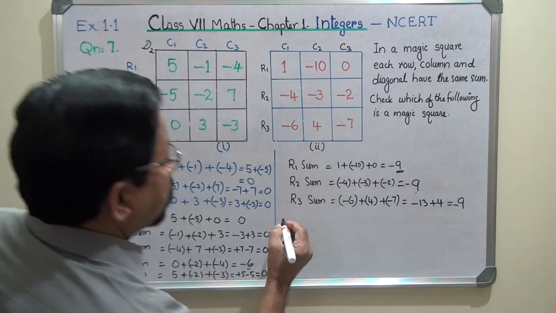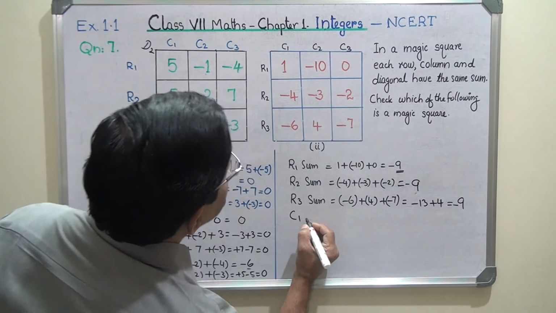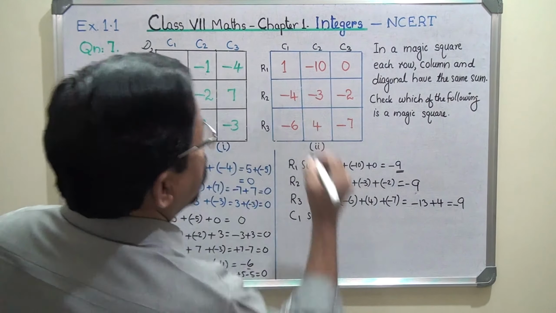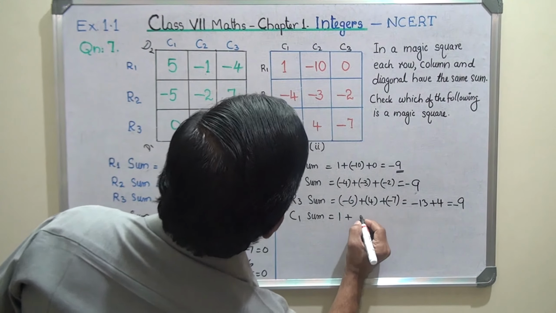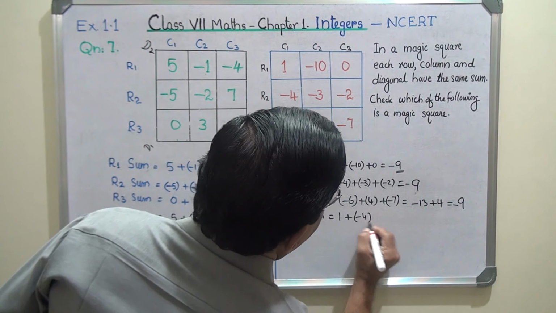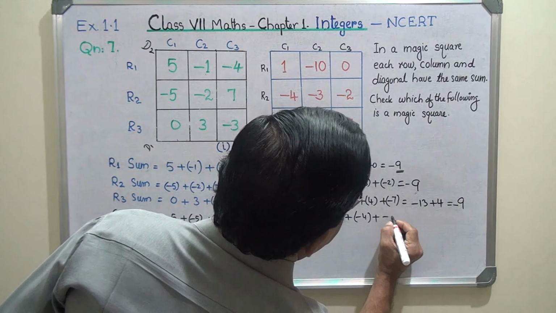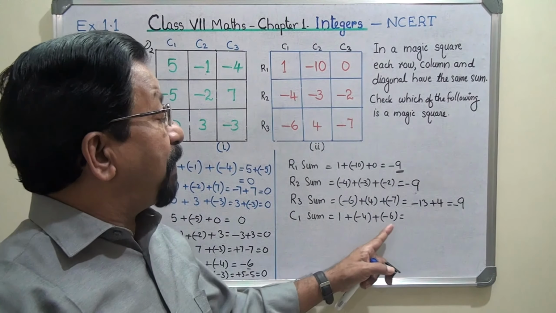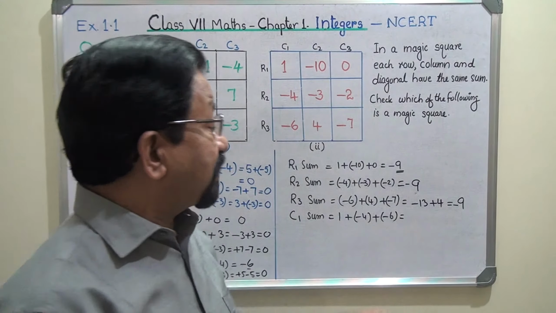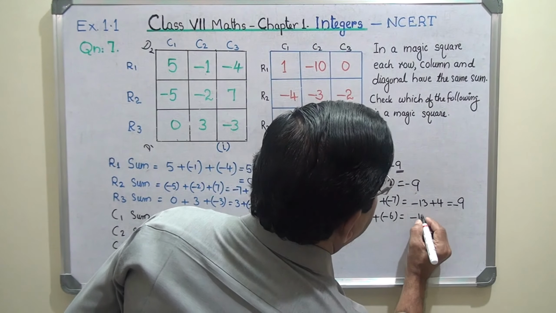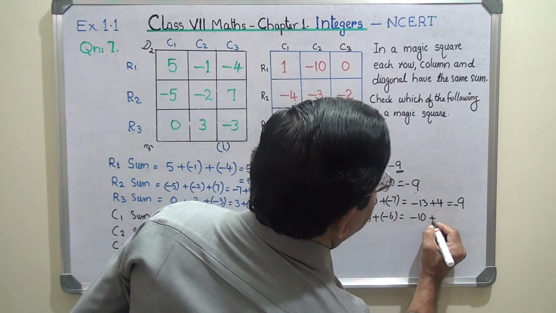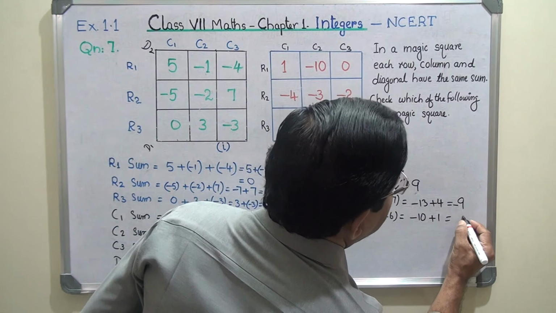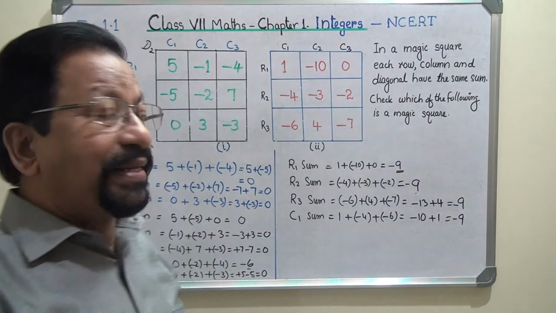Now comes the column C1. What is the C1 sum? 1 plus minus 4 plus minus 6. Two negative integers, minus 4 and minus 6, you are adding: minus 4 plus minus 6 is minus 10. Plus 1. Again minus and plus, take the difference, that is 9. Place the sign of the bigger number, minus 9.